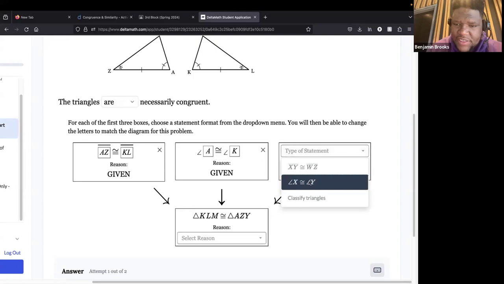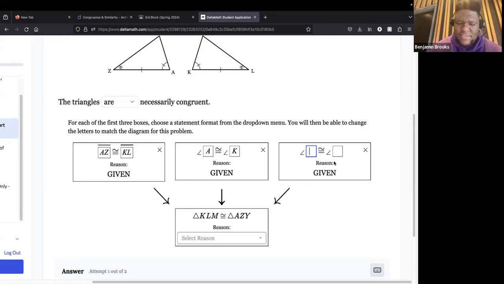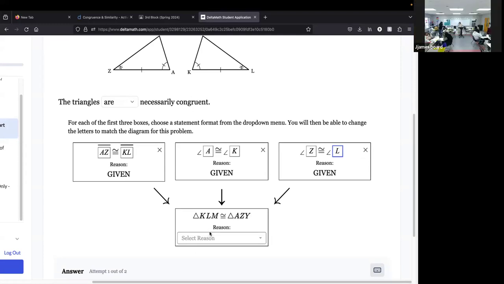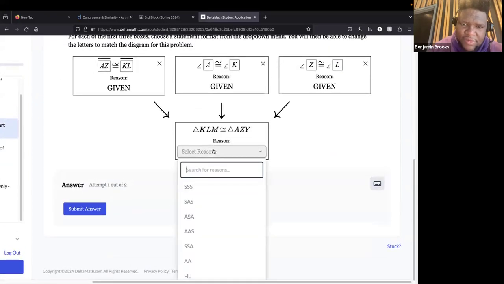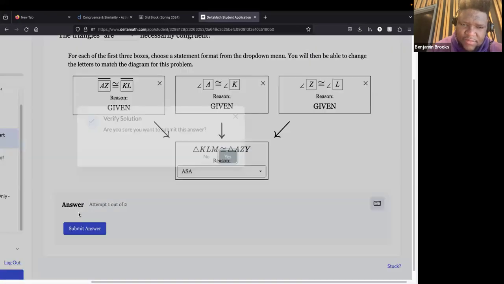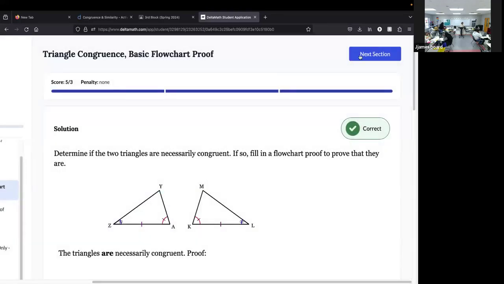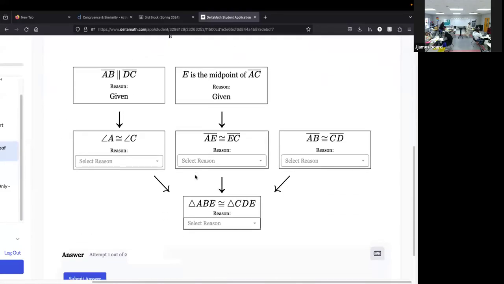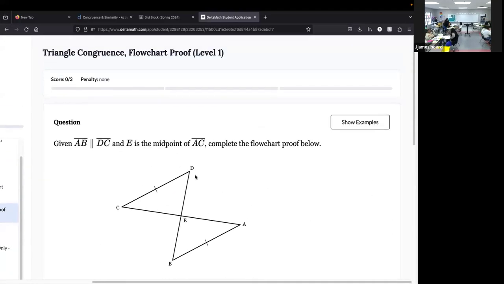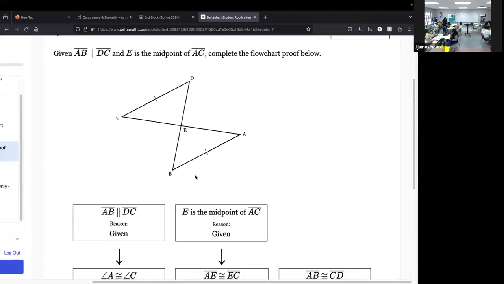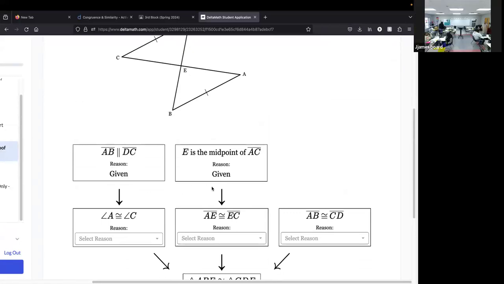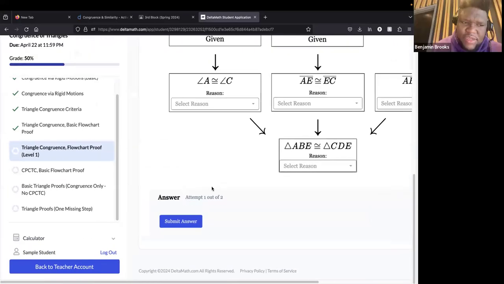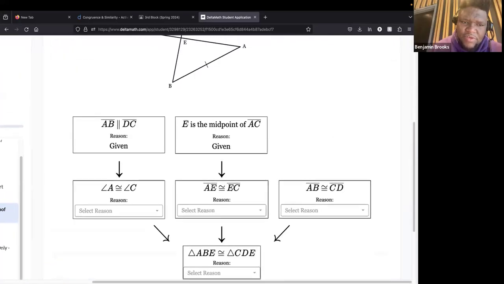The last one I'll do is this last angle. Angle Z is congruent to angle L. And then I've got angle, side, angle, so I'm going to hit angle, side, angle. All right, here you're given your givens. And then we're going to do some proving.